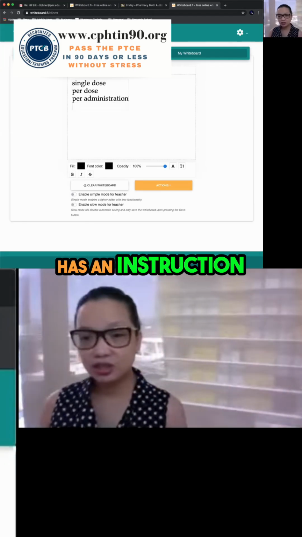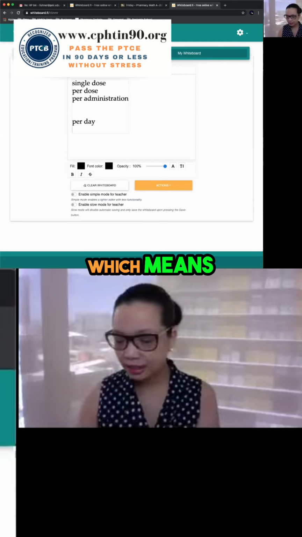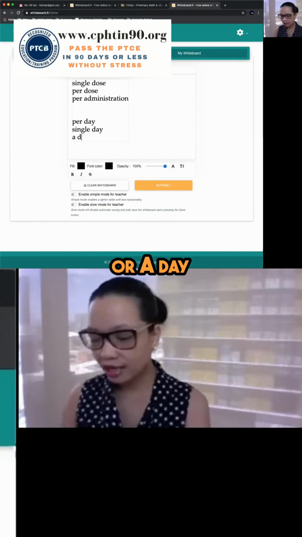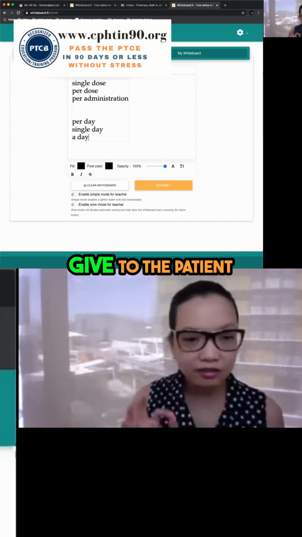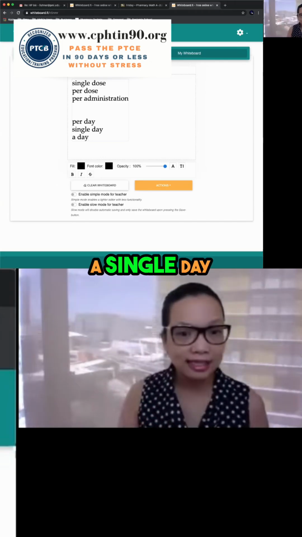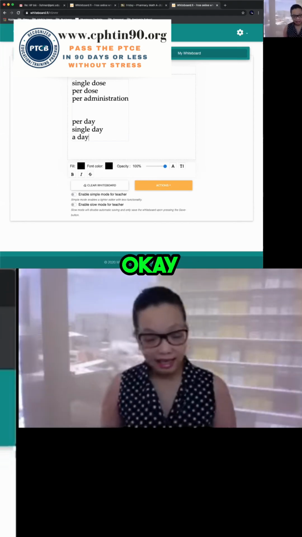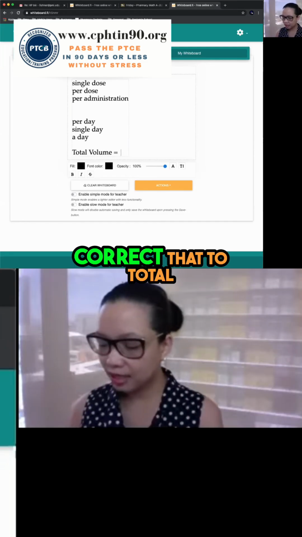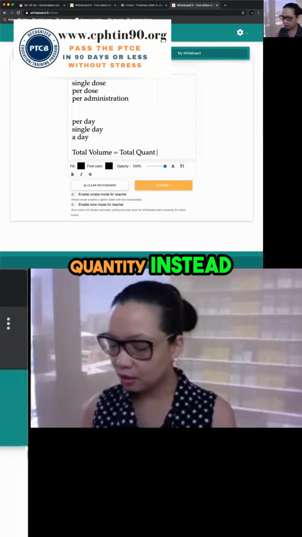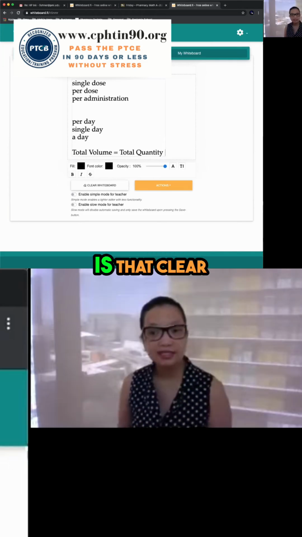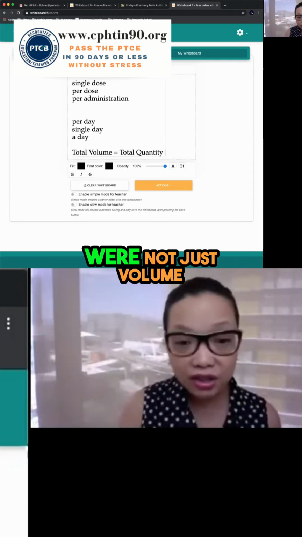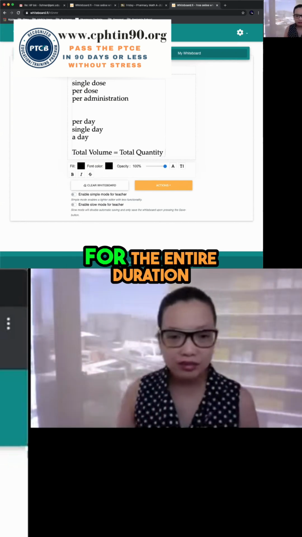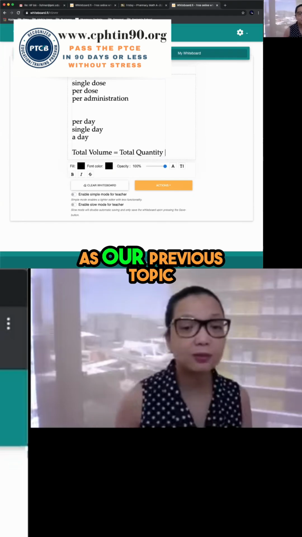Second page has an instruction per day, which means the instruction may also say single day or a day. How much do you have to give to the patient per day or a single day? Is that clear? Okay. And then the last one is actually total volume, but I'd like you to correct that to total quantity instead, which we just finished doing. Is that clear? Total quantity, because the answers are not just volume. So the third page is how much do you have to give to the patient for the entire duration of treatment, which is the same as our previous topic.